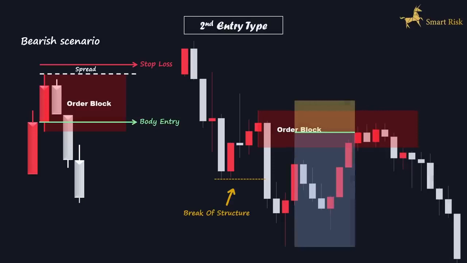There is a possibility that price may only touch the wick of the order block and then move in the anticipated direction without triggering your buy or sell order. Consequently, there is a chance of missing out on a potentially profitable trade opportunity. Let's move to the next entry type.